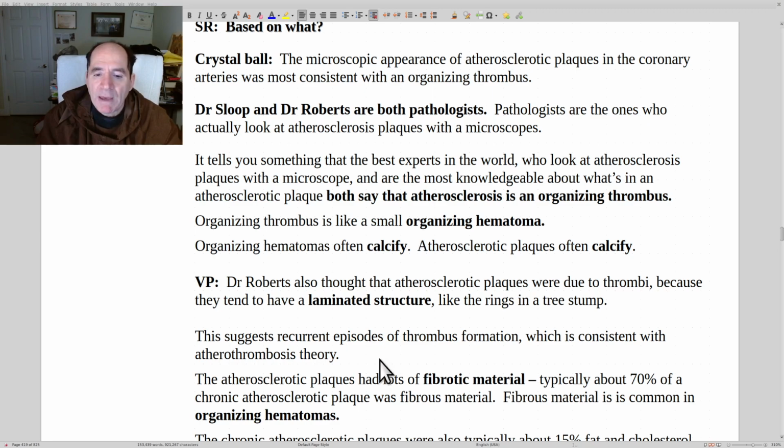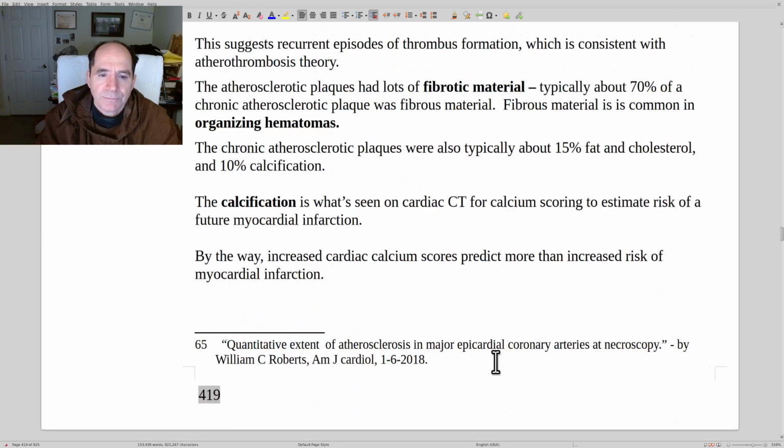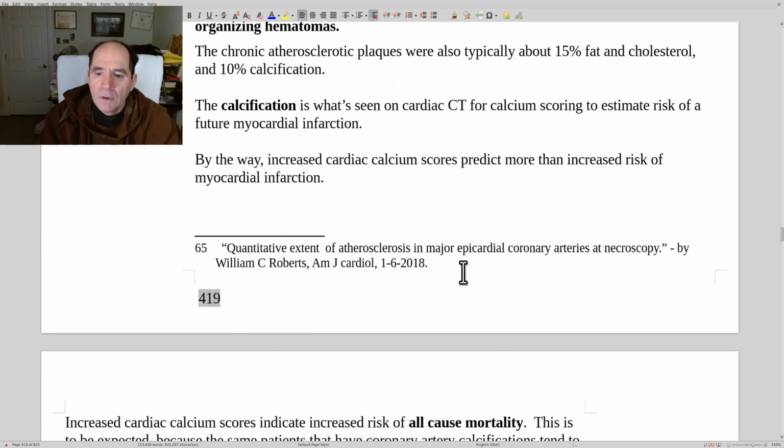Okay. Atherosclerotic plaques have a lot of fibrotic material. Typically, 70% of an atherosclerotic plaque, a chronic plaque, is fibrotic material. Yeah, because it becomes organized. That's what they meant by organizing hematoma over time, and you have fibrotic material in there, collagen. The typical atherosclerotic chronic plaques also have about 15% fat contents. They contain cholesterol and then some calcification. And we see the calcification. Yeah, I see it all day, every day, because the typical Westerner has tons of atherosclerosis.